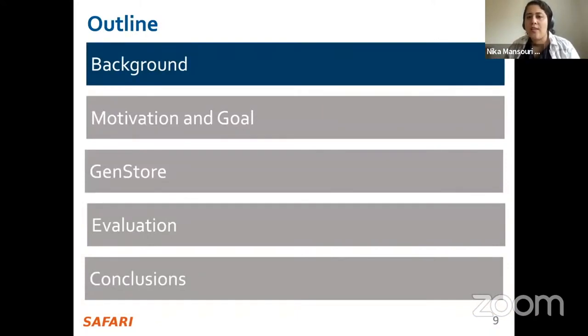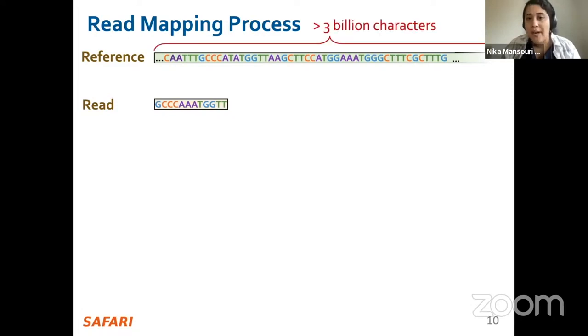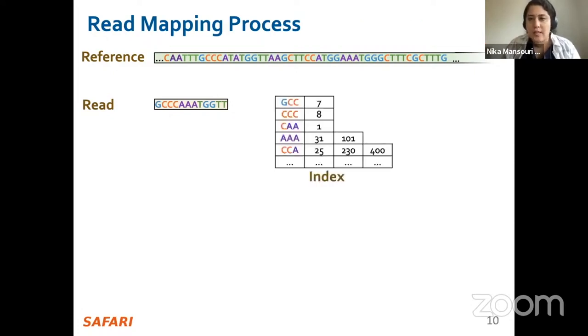Let's start with the background on read mapping so we can dive into the talk and the design of GenStore in more detail. So mapping reads to the reference genomes can be expensive due to the expensive computation on large data sets. And the search space in the reference genome can be very large. For example, the human reference genome contains more than 3 billion characters. Therefore, read mappers typically use an index of this reference genome to reduce the search space.